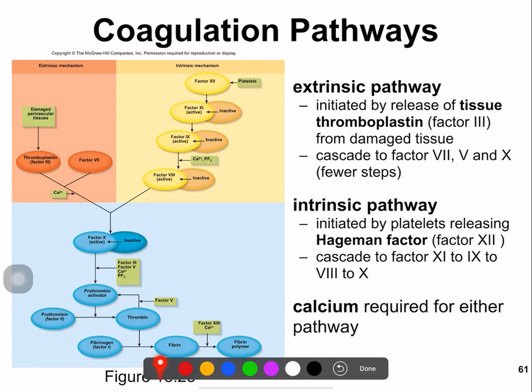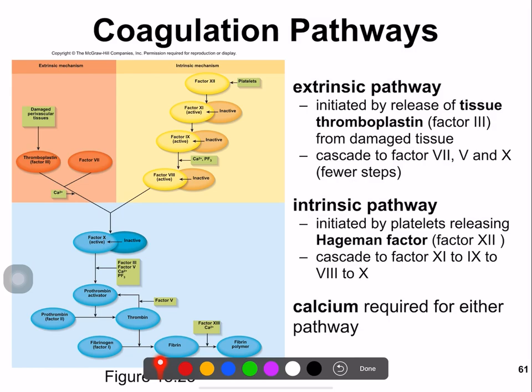Now, here's the basics of the pathway, and we're going to quickly walk through it. As I said, you have the extrinsic and the intrinsic pathway. Here's the intrinsic. There's the extrinsic. You notice each pathway leads to the same point, and that is turning on factor 10. Inactive factor 10 is activated. So let's start with the extrinsic. In the extrinsic, damaged perivascular tissues basically activate factor 3 in association with factor 7. Calcium plays a role, and that will lead to the formation of active factor 10.